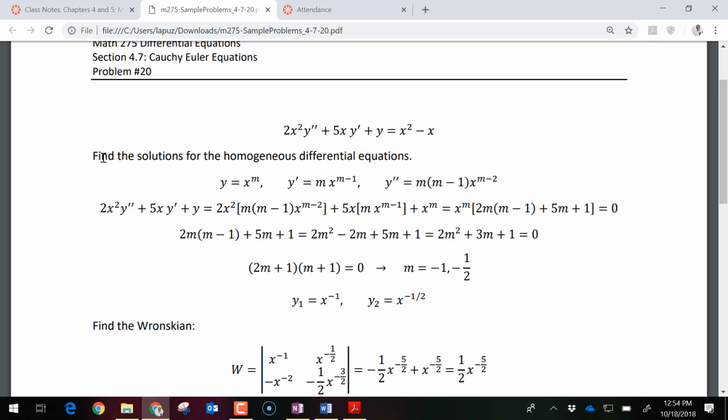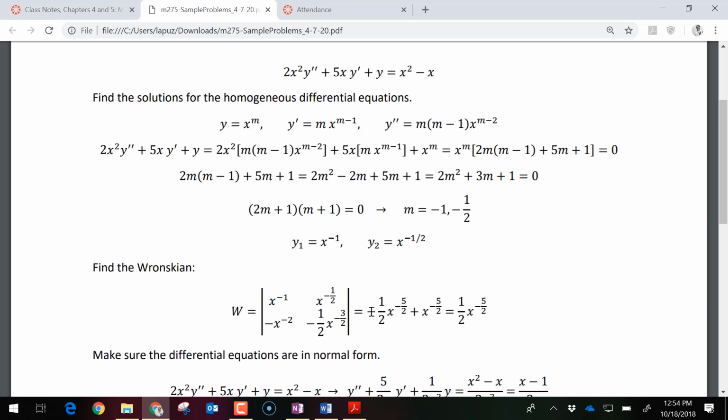The first part is finding the solutions to the homogeneous differential equation. And so we found that, I think, m is equal to -1 and -1/2. And we got these rational functions here: a rational function, the square root, a rational function. And we found the Wronskian. After you do this multiplication, you get just one term, and you get 1/2 x to the -5/2 power.